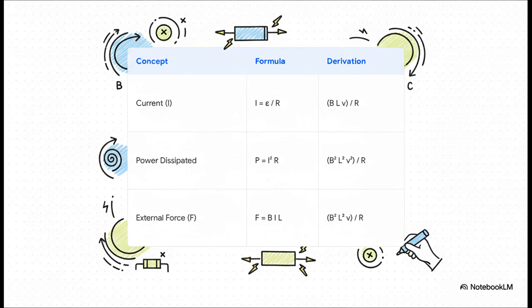Once you've got your EMF, bang, you can get the current with Ohm's law. From there, you can find the power being turned into heat in the resistor. But here's the really crucial bit that brings Lenz's law back into play. That current flowing in the rod, inside that magnetic field, creates a magnetic force that fights your motion. It acts like a brake. So to keep the rod moving at a steady speed, you have to constantly push it with an external force.